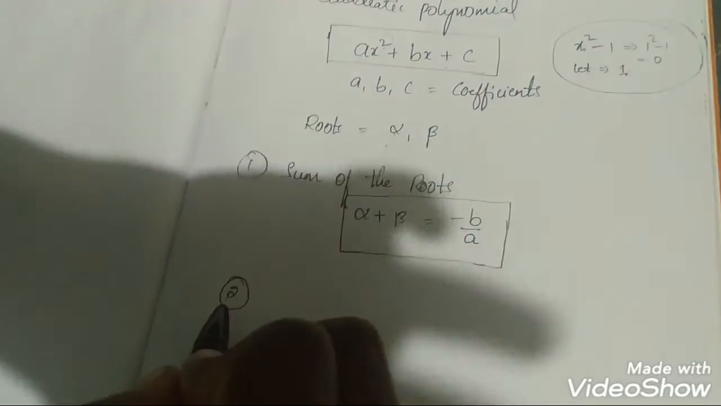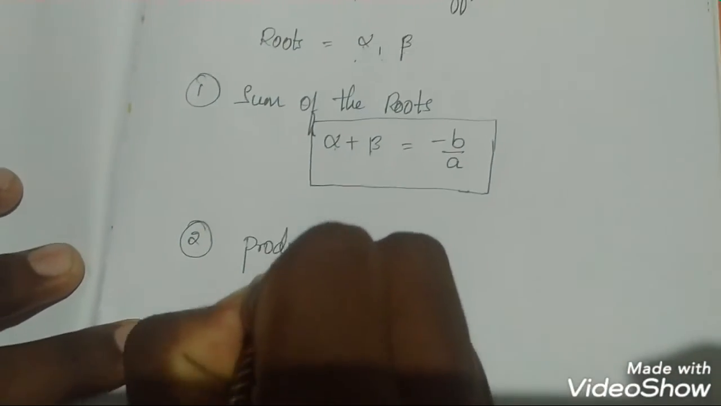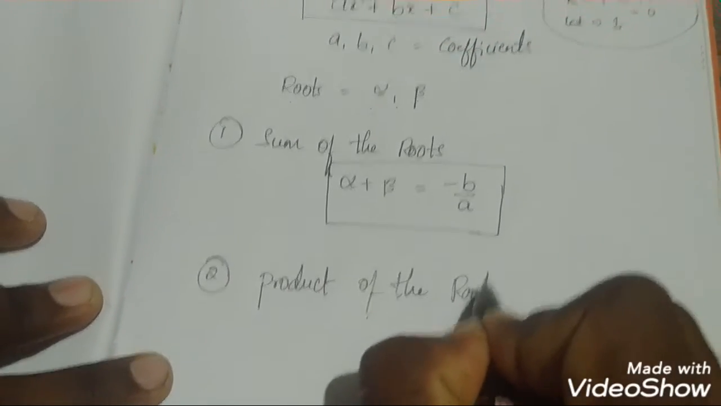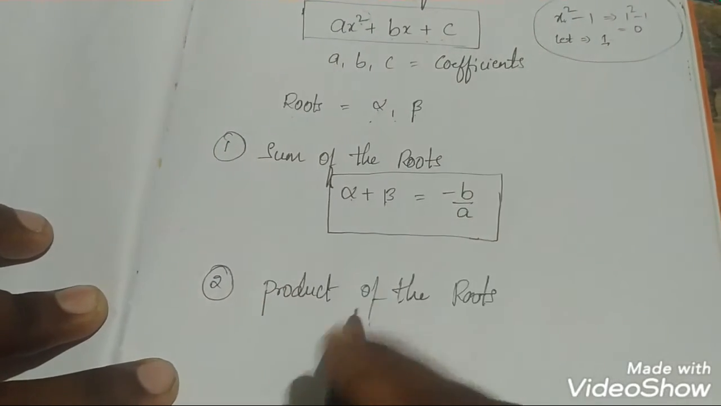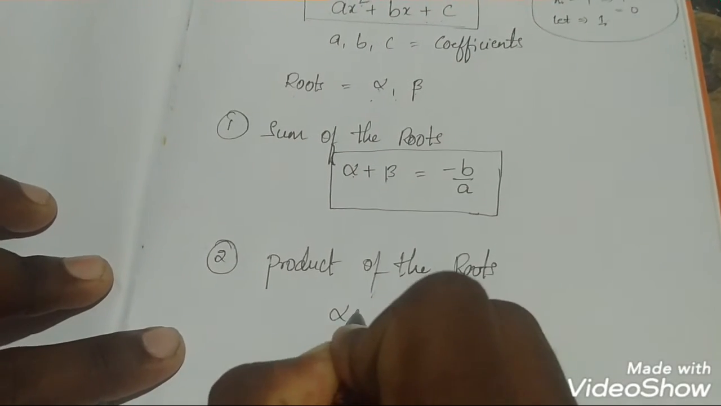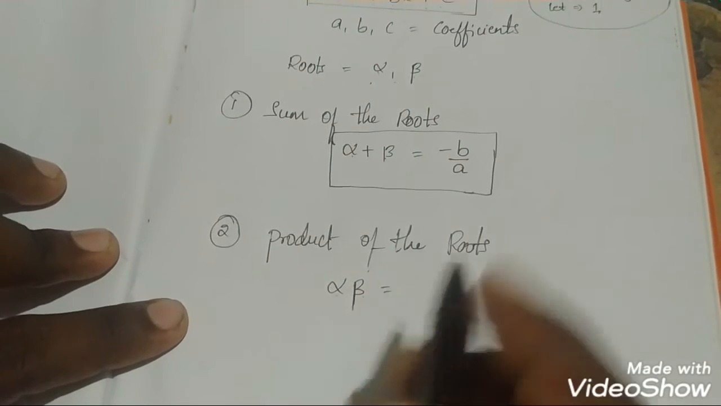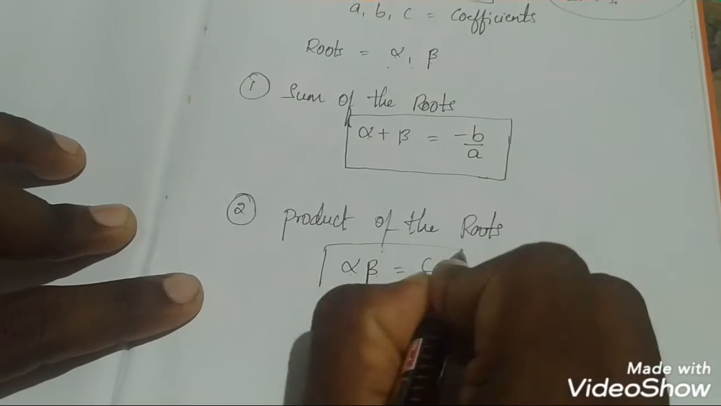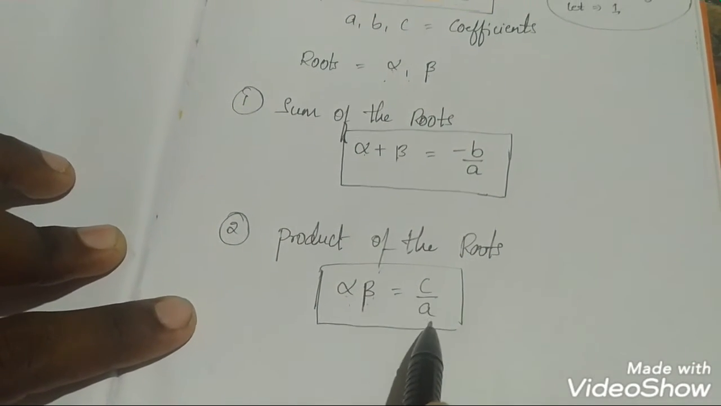The second relationship between roots and coefficients is for the product of the roots. The product of the roots means we are multiplying alpha and beta, that means alpha into beta. To find alpha into beta, the value is c by a. This is the second relationship we have. Product of the roots is equal to c by a.